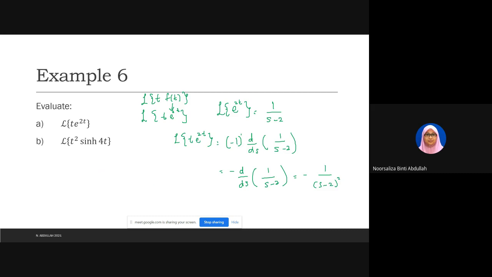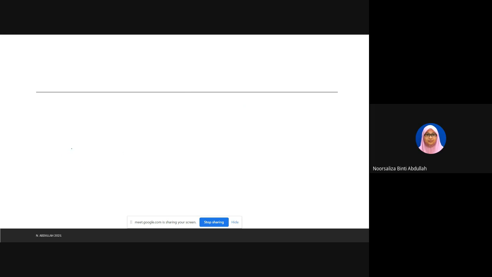Same goes for the second example. This one is your f(t). So you find what is the F(s) of this one and then you differentiate. It depends on this n. If this is 2, then you have to differentiate it 2 times. You can try the second example by yourself.